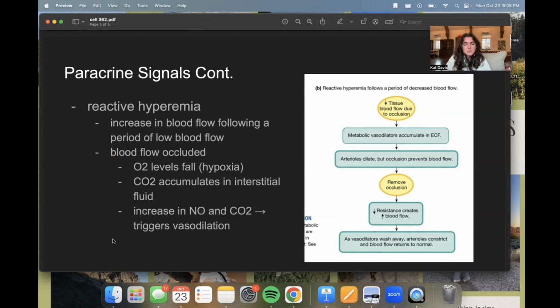Once it gets removed, you'll be left with an increase in nitric oxide and carbon dioxide, and this will trigger vasodilation. So you have more blood coming in that will give more oxygen and take away the carbon dioxide from those tissues that weren't receiving enough during that period of low blood flow.